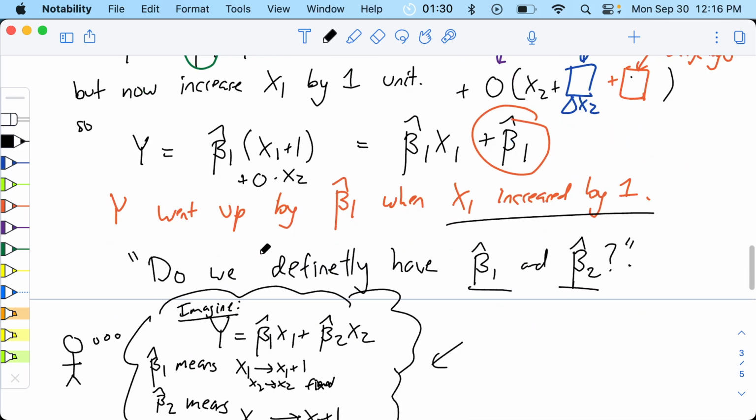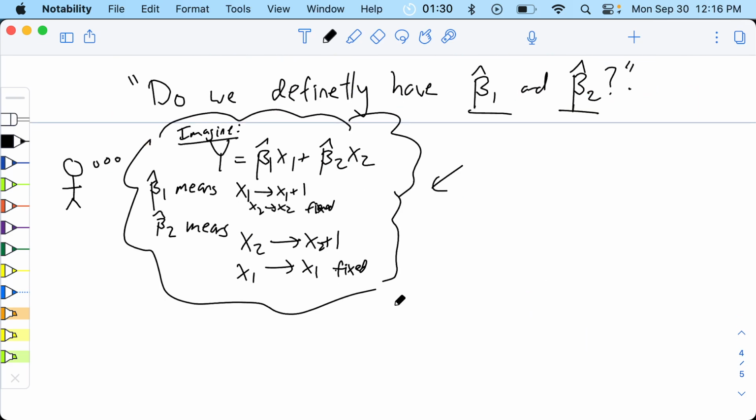Here is the other way I can think about it, which I think is actually even better if we have this on the board. If you imagine this universe of beta hat 1 x1 plus beta hat 2 x2, and you compare it to this universe where y equals beta hat 1 x1, let me write the epsilons explicitly.